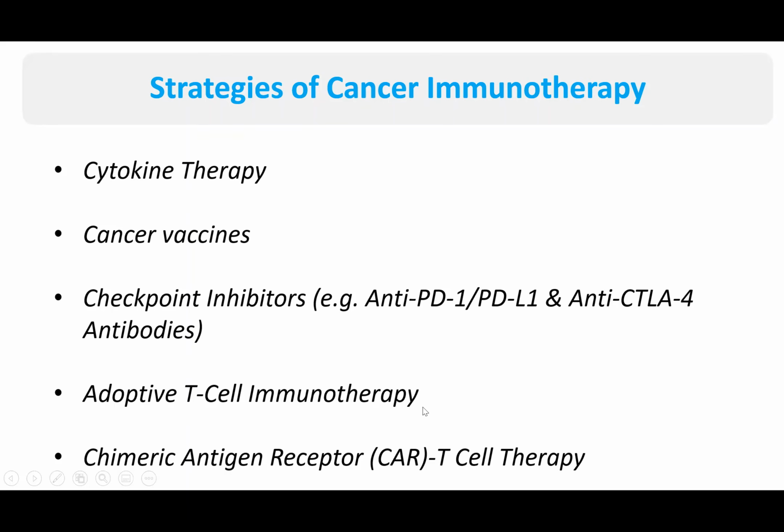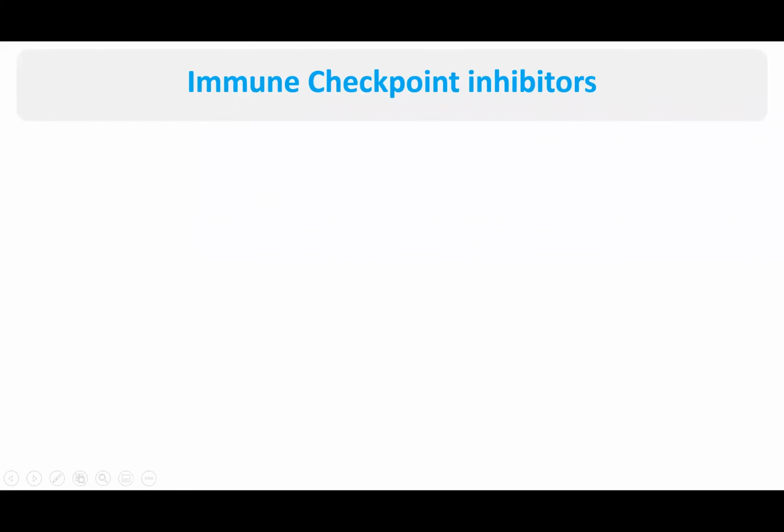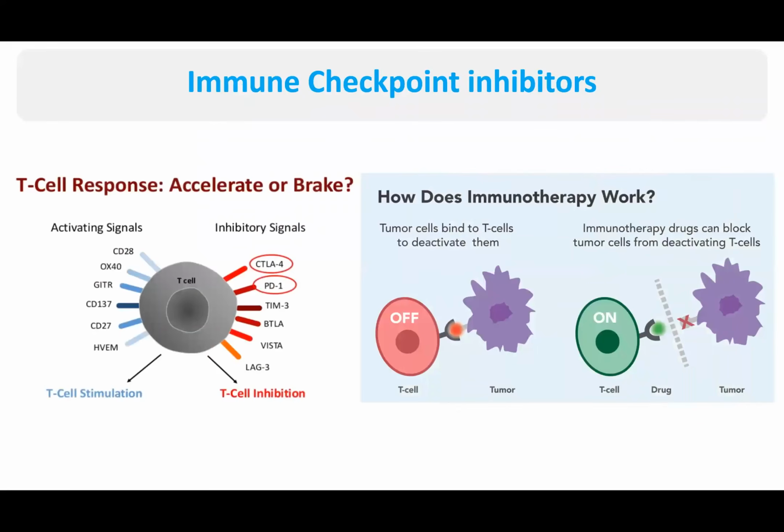Or adoptive T cell immunotherapy or CAR T cell therapy: we can take the T cells of the patient out of his body, activate them or engineer them with some antigens, and re-infuse them into the circulation of the patient to attack the cancer cells. These are different modalities of cancer immunotherapies that we will discuss in detail. About immune checkpoint inhibitors, what is the idea or concept by which they work?